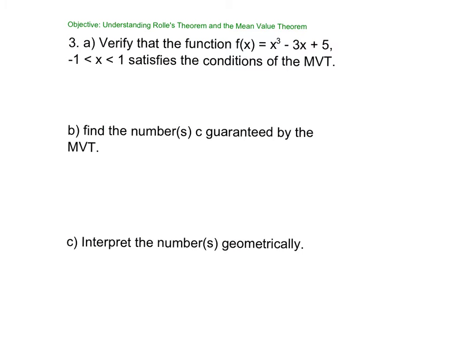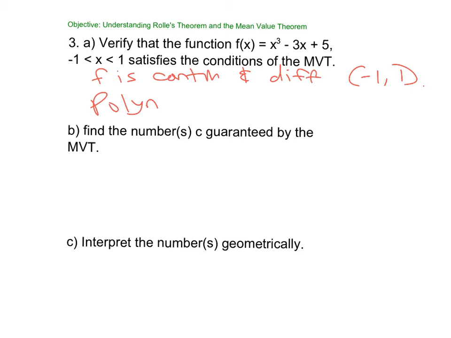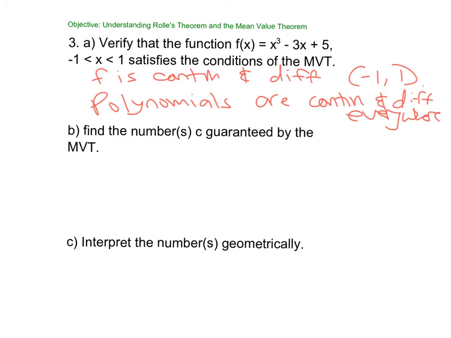All right, so verify that the function satisfies conditions for MVT. So is it continuous? F is continuous and differentiable over -1 to 1. It's a polynomial. Polynomials are continuous and differentiable everywhere. Find the numbers C guaranteed by the MVT.